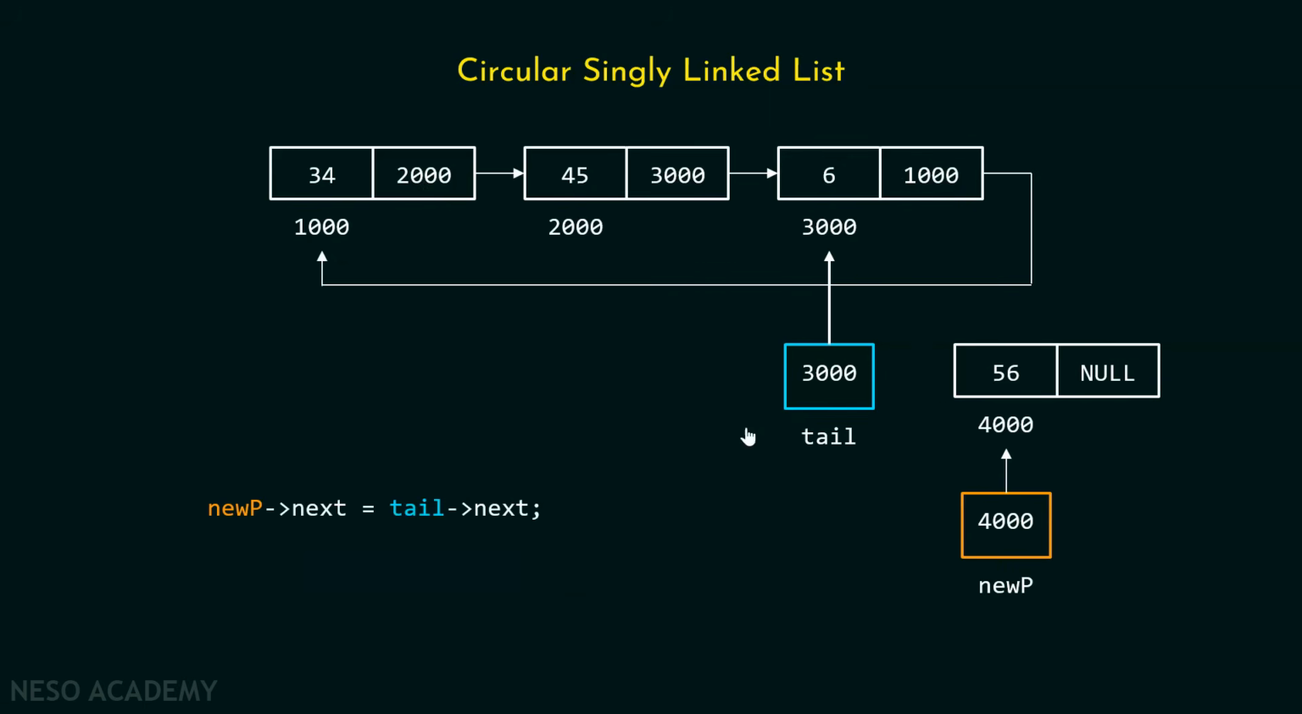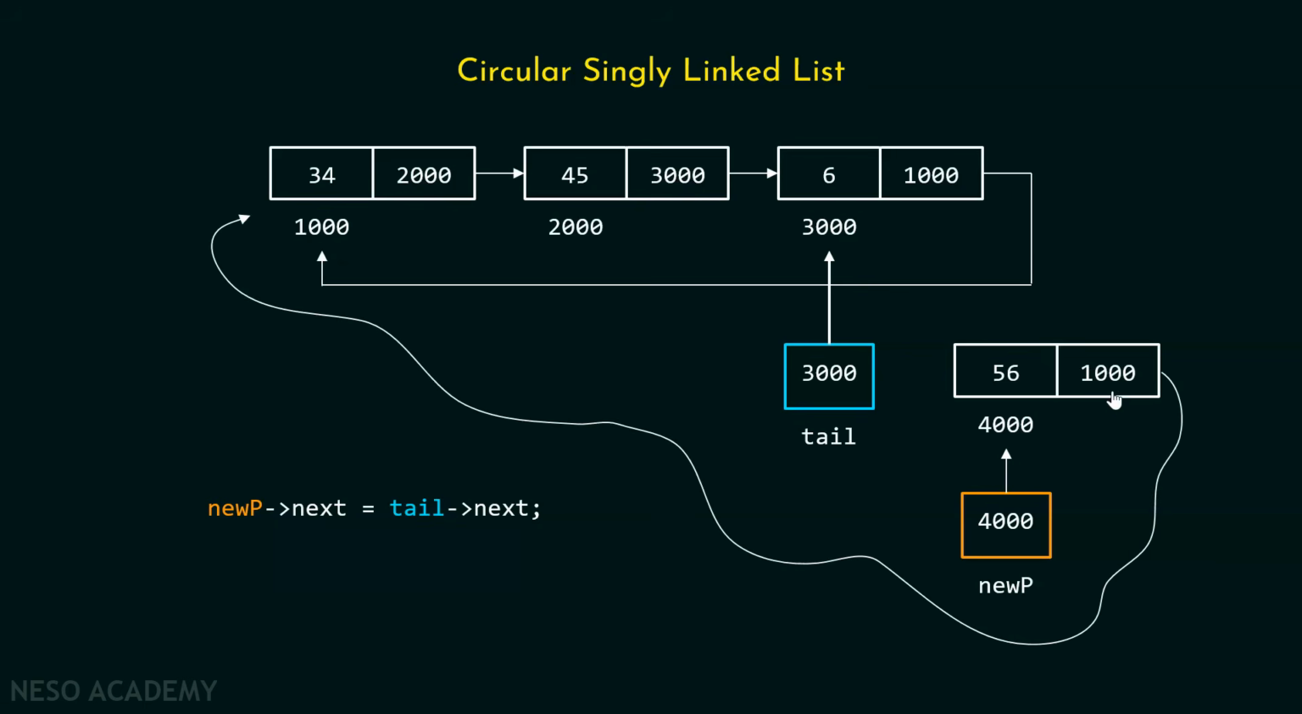For this purpose, we will use this line of code. First, we will update the next part of this particular node. We can do this by using this line of code, that is newp->next = tail->next. We want this node to be the last node of this list. If this is going to be the last node, then this node must point to the first node. That means we should replace this null by the address of the first node. That is why I'm putting this line of code, newp->next = tail->next. We have to assign tail->next to newp->next. So let me replace this by the address 1000. Now you can see it is pointing to this node.